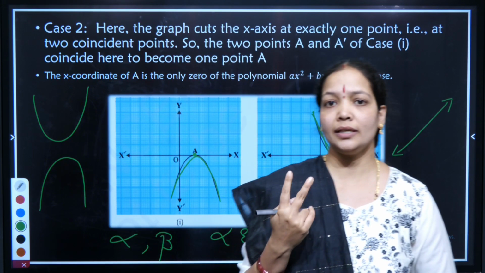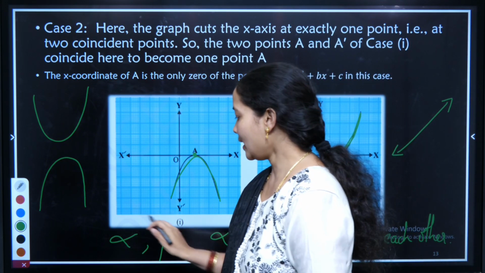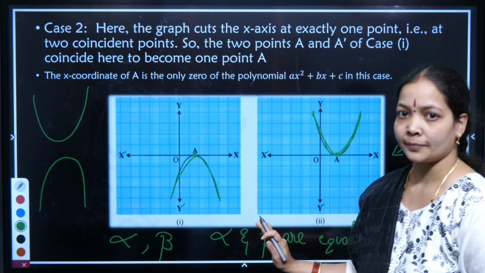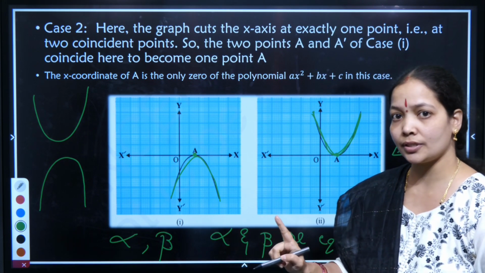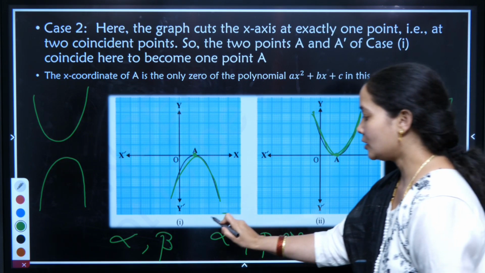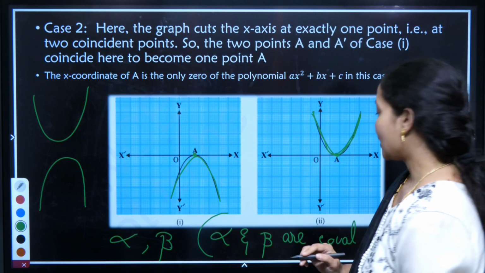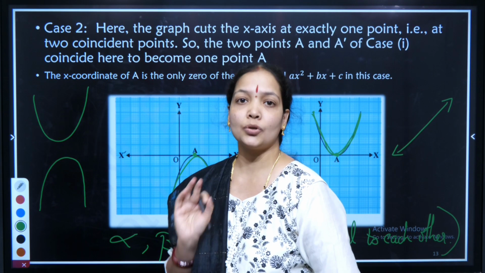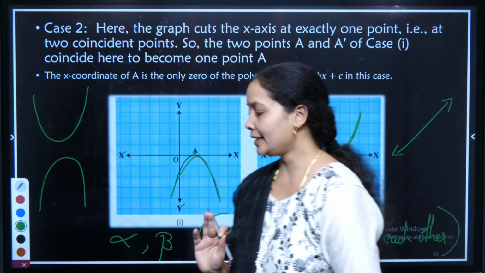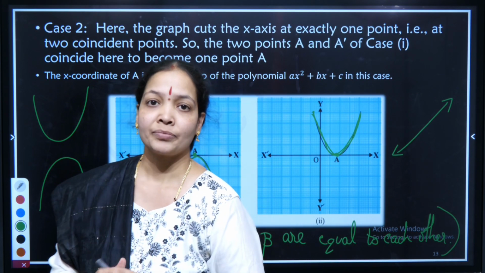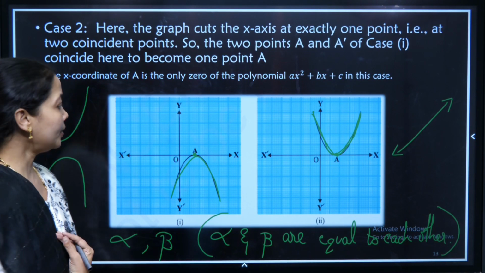If the parabola touches the x-axis at two positions, I have two different roots. That is, my alpha and beta are different from each other. If I have the parabola touching the x-axis at one position, then I will conclude that alpha is equal to beta, which implies they have equal roots. Equal roots. Please underline that word or write it in your book so that you will memorize it and understand it nicely. Okay. Moving on to the next slide.